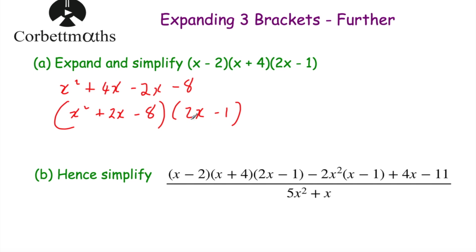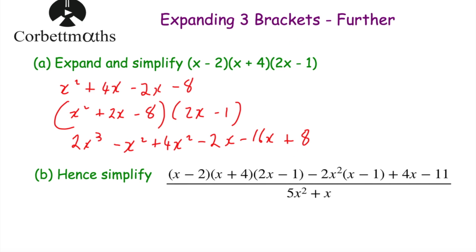Okay, so let's times everything in the bracket by x squared. X squared times 2x would be 2x cubed. X squared times minus 1 would be minus x squared. 2x times 2x is plus 4x squared. 2x times minus 1 will be minus 2x. Minus 8 times 2x will be minus 16x. And then finally, minus 8 times minus 1 will be equal to plus 8, because a negative times a negative is a positive. So we've expanded.